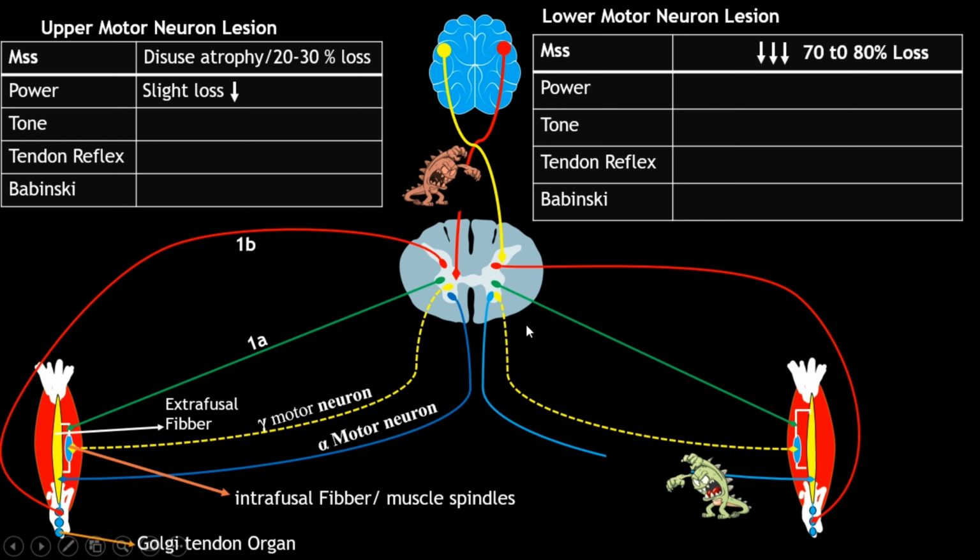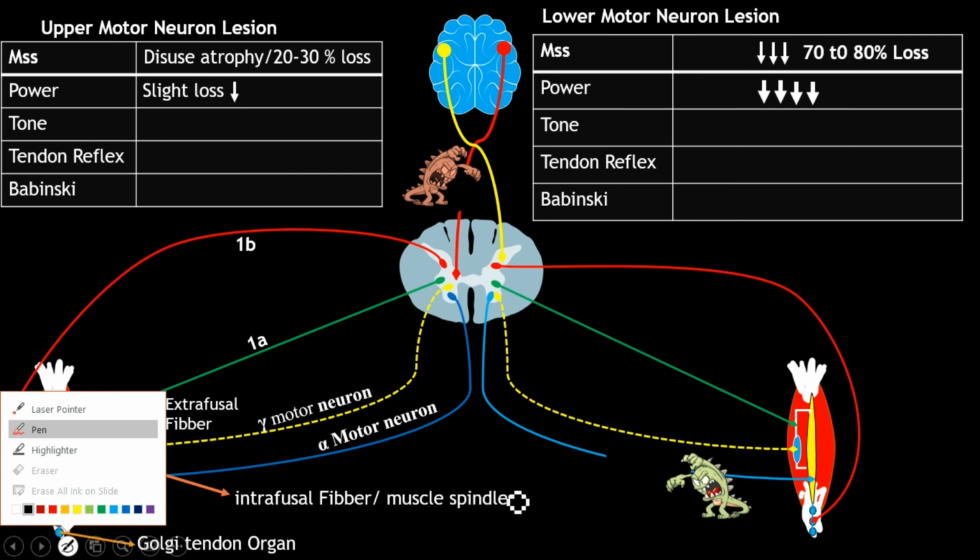And now come to the opposite side, the lower motor neuron. When the nerve is cut here and it does not release the acetylcholine, do you think there will be power? No, the contraction does not occur, acetylcholine is not there, so contraction does not occur, and the power is gone. Okay, fine. Now come to the tone.